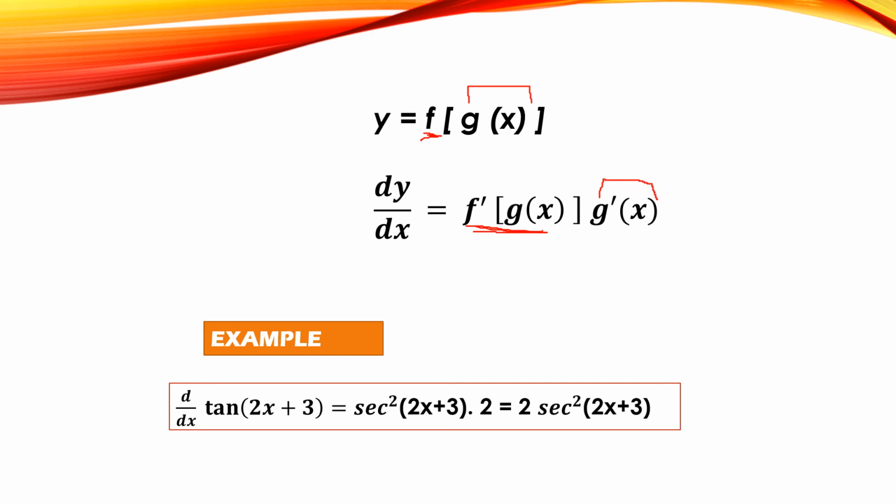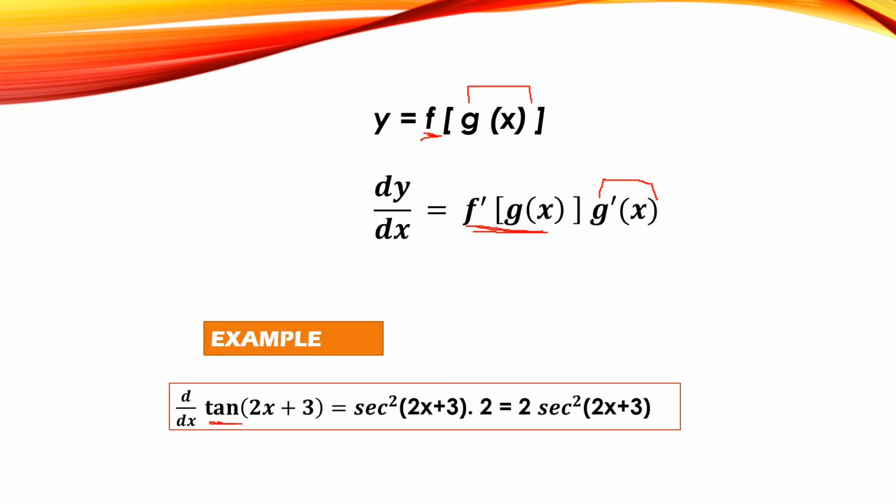Now here is an example to support this formula. The question states d by dx of tan of 2x plus 3. Right. So here is one function which is stating tan of something, and the inner function g of x is 2x plus 3. Right. So the derivative of this whole term, what I told you, first calculate the derivative of the outer function. Outer function here is the tan. This tan, right? This is your outer function.